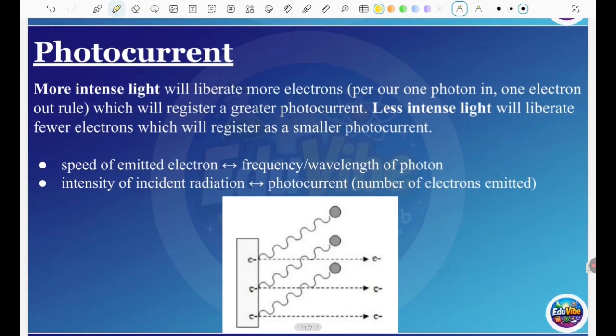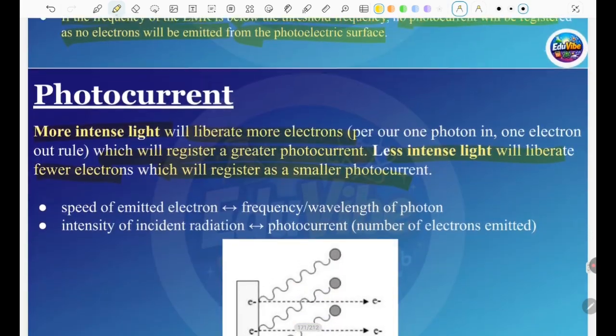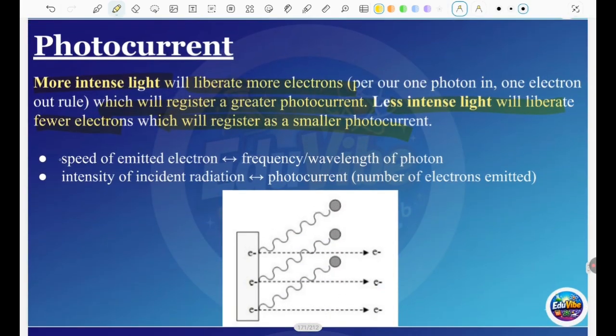And the more intense light will liberate more electrons, which will register a greater photocurrent. Less intense light will liberate fewer electrons, which will register a smaller photocurrent. This is the conclusion we reach in these points, in short form.